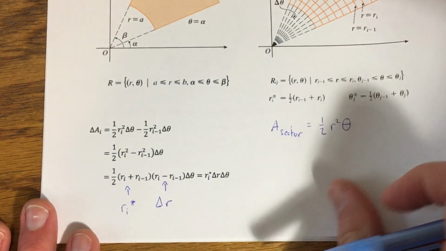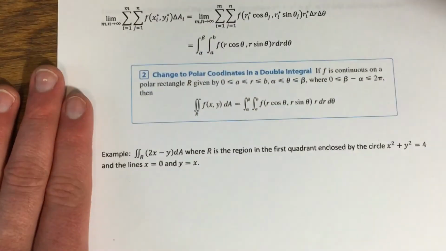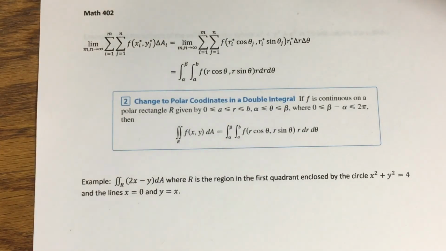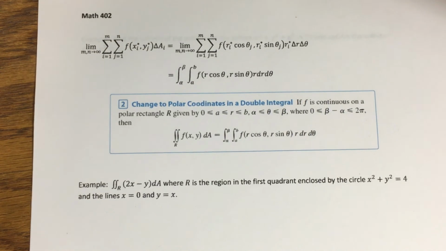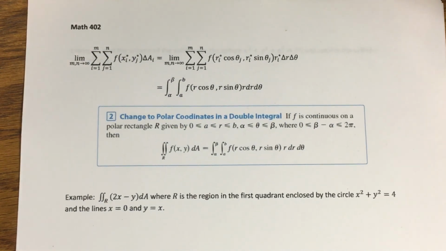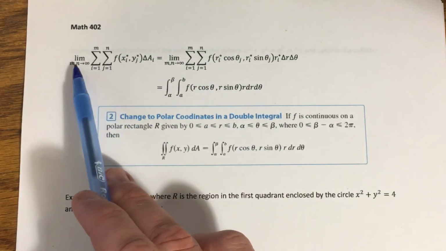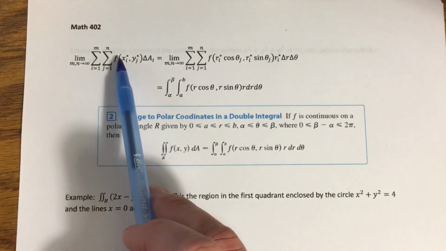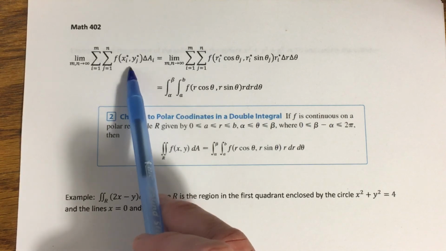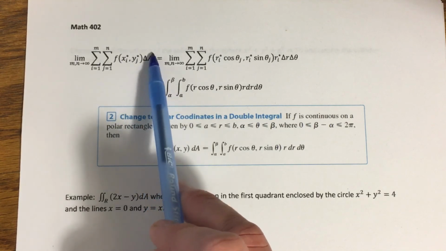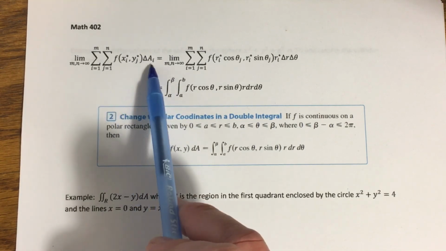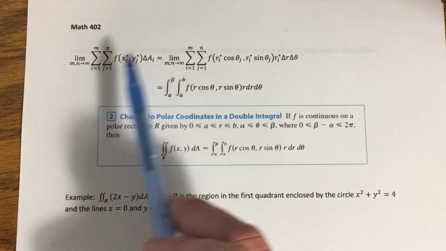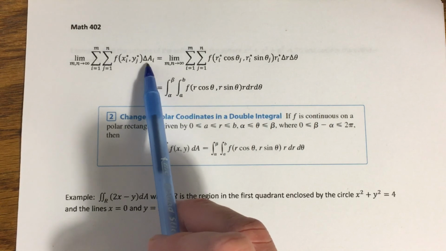How then do we use this to come up with a definition for a double integral in polar coordinates? Well, we know that the definition of any type of integral comes from a Riemann sum. So we want the limit as m and n both go to infinity for this double sum, f of x_i star, y_i star, delta A_i. I'm using a delta A_i instead of a delta A, again, because we don't know that the areas of all of those polar subrectangles are going to be the same.